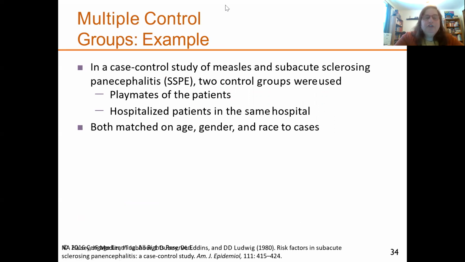So in a case control study of measles and subacute sclerosing panencephalitis, 2 control groups were used: playmates of the patients and hospitalized patients in the same hospital. You can see how these two are very different groups. And it might be helpful to see how their exposure might have been the same in both of these very different groups. They were both matched on age, gender, and race, 2 controls to each case.